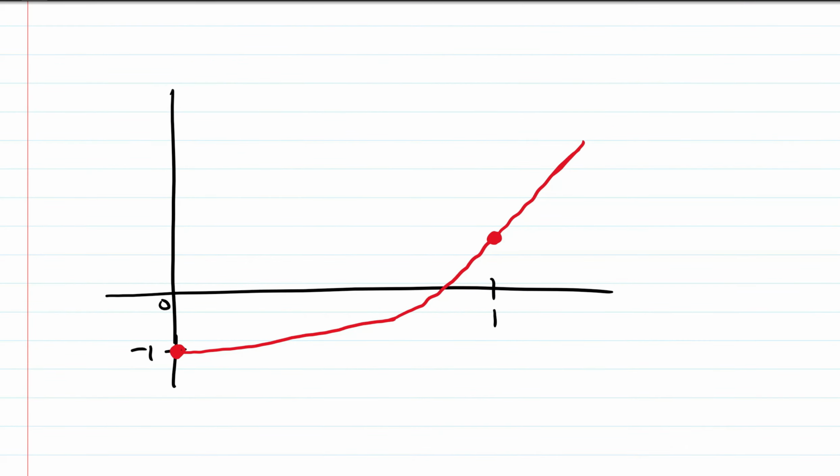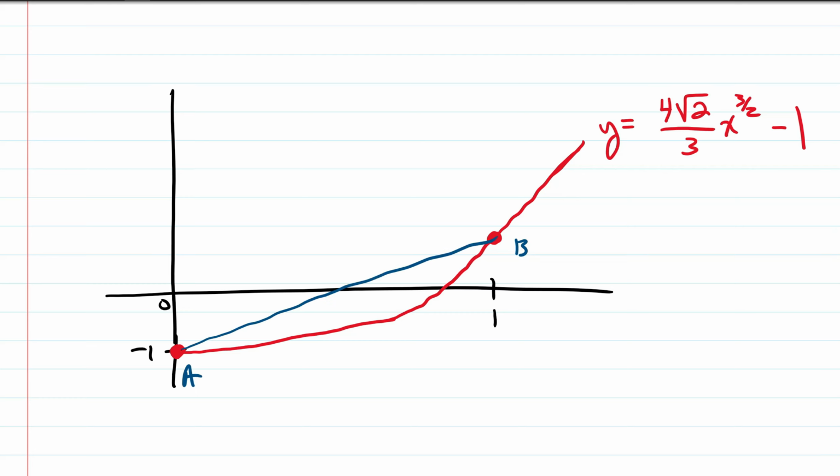Okay, so let's say we have this curve y equals f of x, and let's name it. It's actually y is equal to 4 times the square root of 2 over 3 x to the 3/2 power minus 1. So this is our function in red. Y equals 4 times the square root of 2 over 3 times x to the 3/2 power minus 1. All right, so then we want to draw a line segment from A to B. The line segment will look something like that.